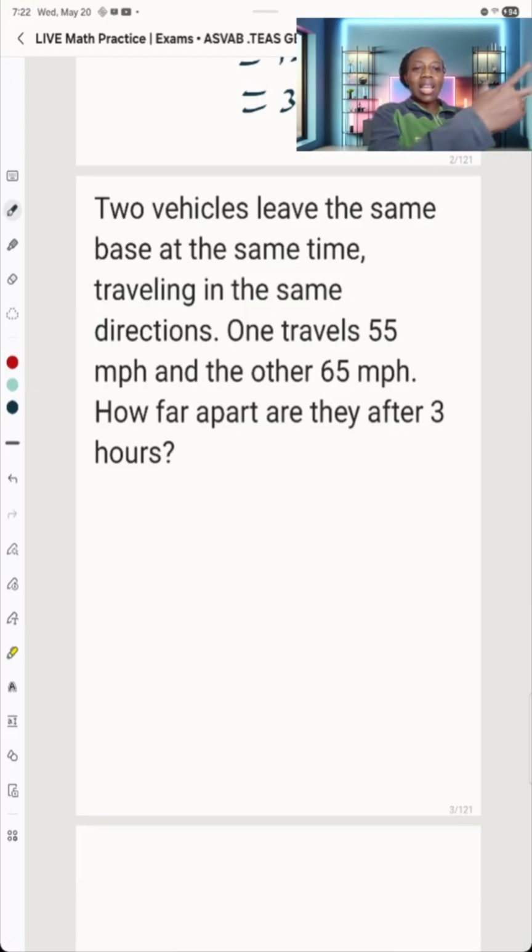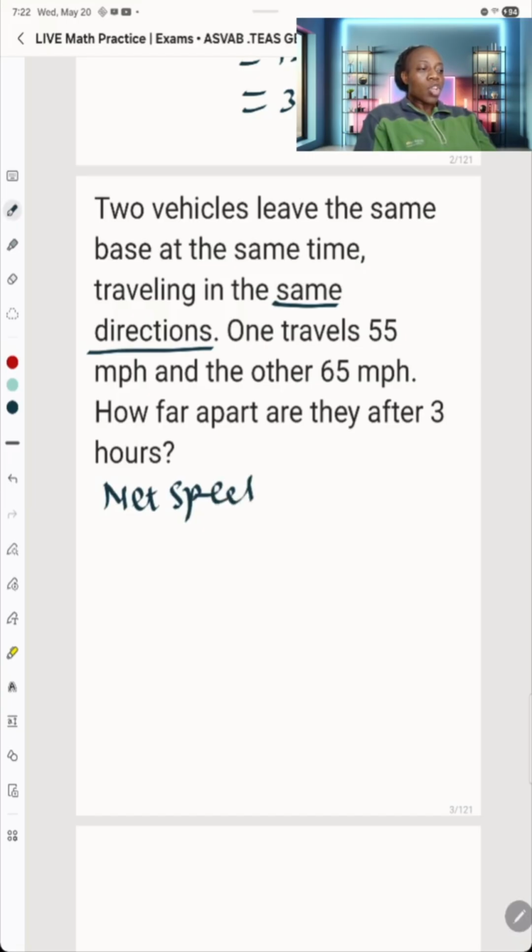So just like opposite we are there, right? When they are now moving in the same direction, what is going to happen? The net speed is going to be subtracted. We are going to subtract the two speeds from each other to give us the net speed. So that's going to be 65 minus 55, and that will be what? 5 minus 5 is 0, then 6 minus 5 is 1. That will be 10 miles per hour.